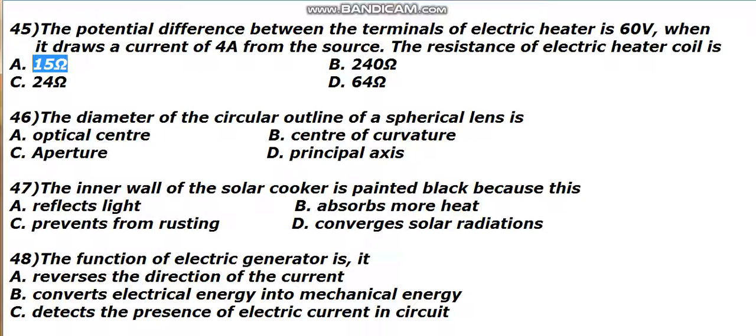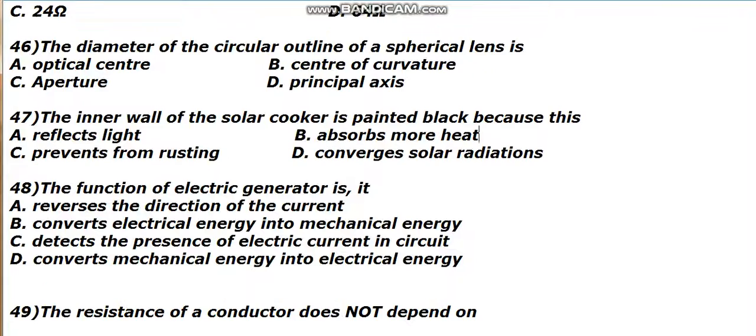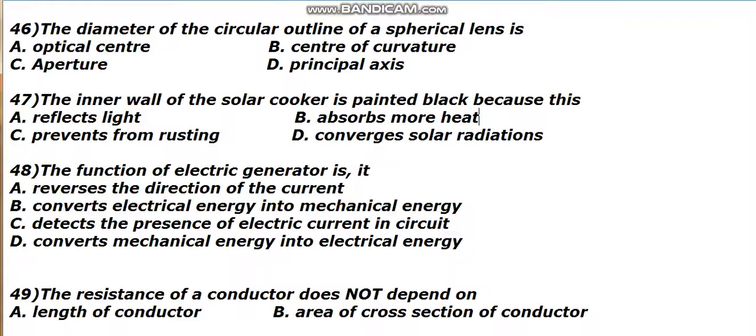The diameter of the circular outline of a spherical lens is, a very simple question. Don't get confused with the center of curvature, principal axis and whatever else. So the correct answer for this one is aperture. So C is the correct answer for the diameter of the circular outline of a spherical lens. I'll discuss this lesson also.